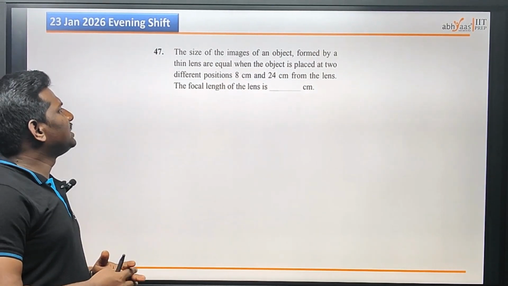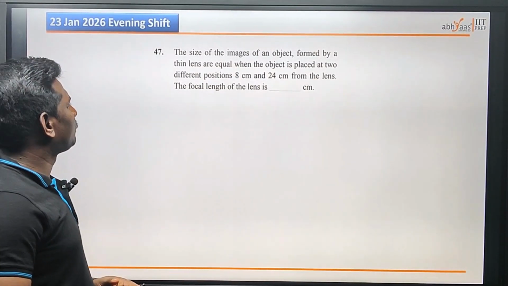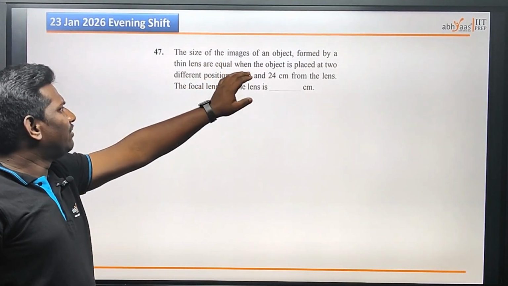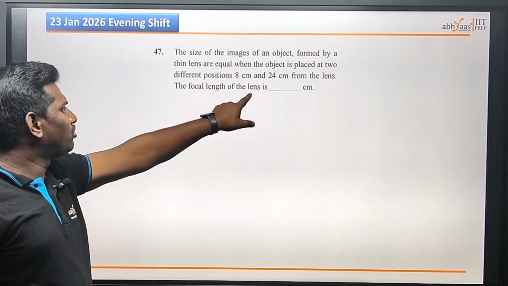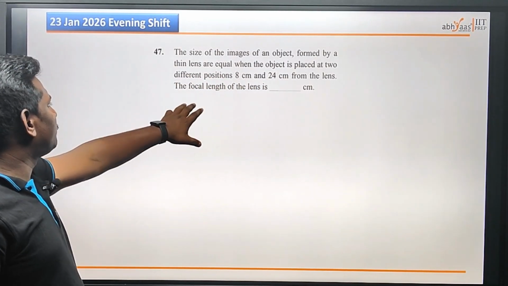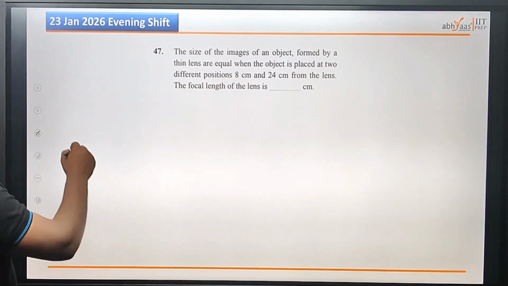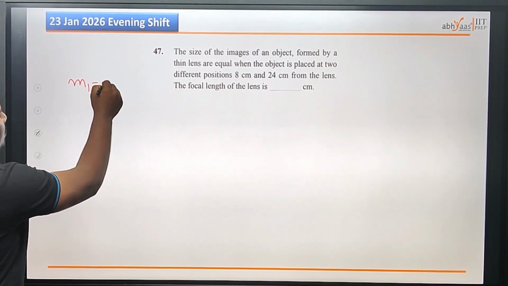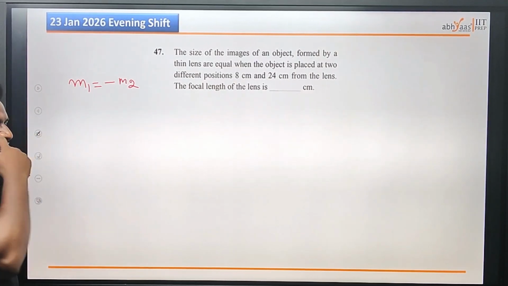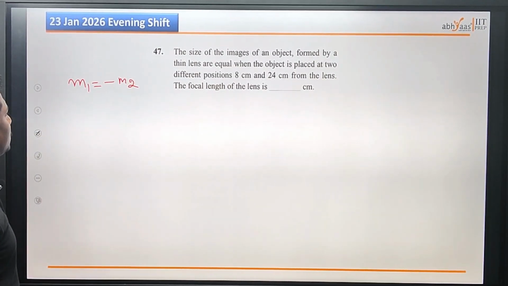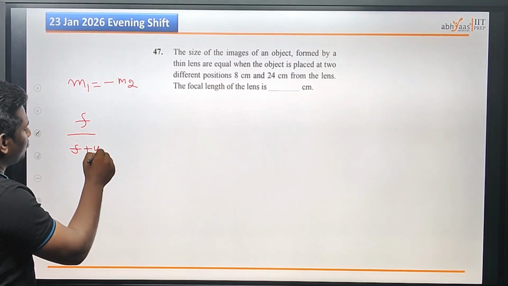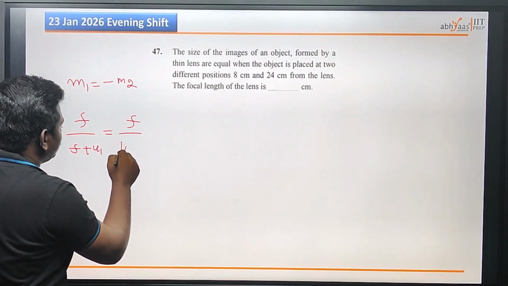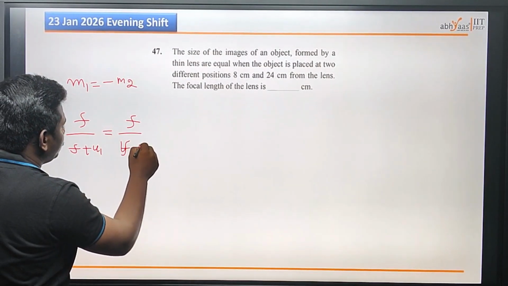Next question. The sizes of images of objects formed by a thin lens are equal when the object is placed at two different positions, 8 cm and 24 cm from the lens. Then find the focal length of the lens. So what is the condition here? So m1 equal to minus m2. Magnification is equal to minus m2. So f by f plus u1, f by f plus u2.